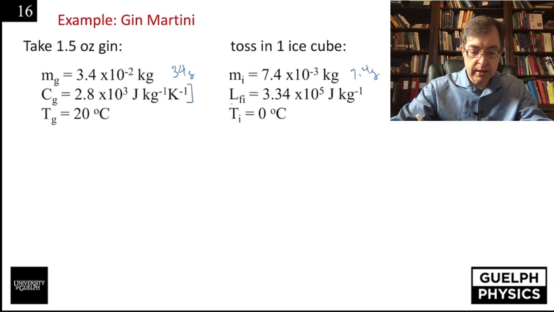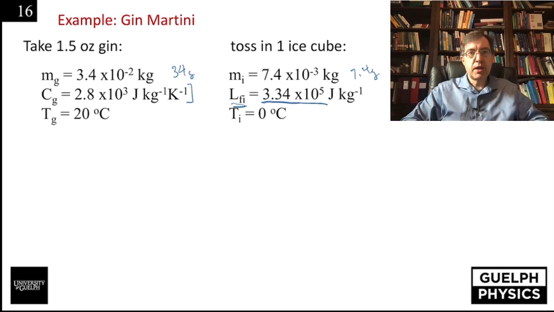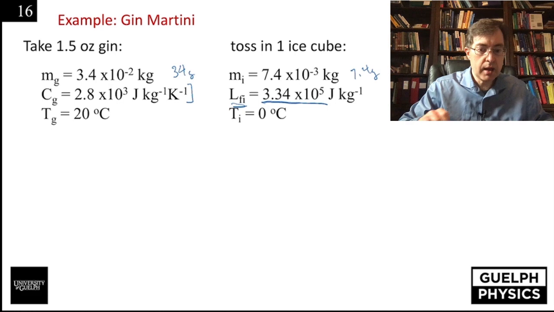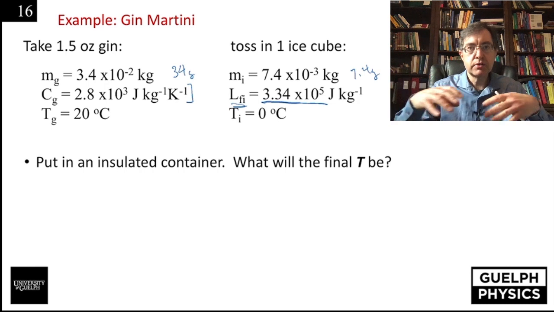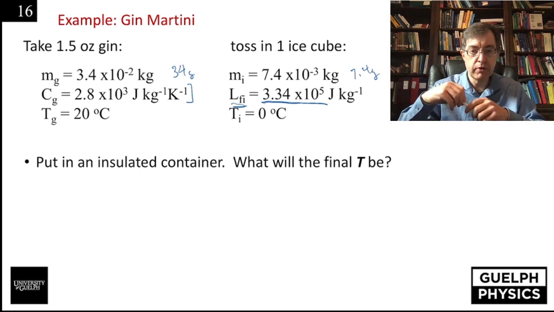It has a latent heat of fusion, okay? This is its melting of 3.34 times 10 to the 5 joules per kilogram. Okay, that's from our latent heat table. And the ice cube is at 0 degrees Celsius, okay? And so you take the gin and you take the ice cube and you put it in an insulated container so that there's no overall energy loss in the system. And the question is, well, what will the final temperature be?